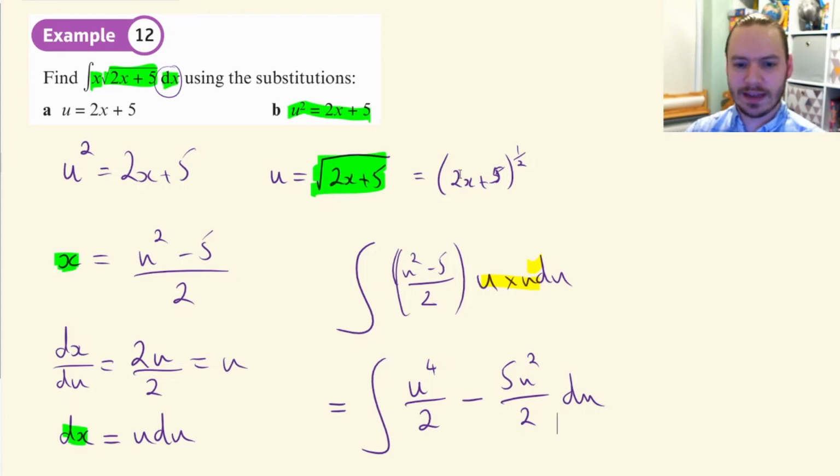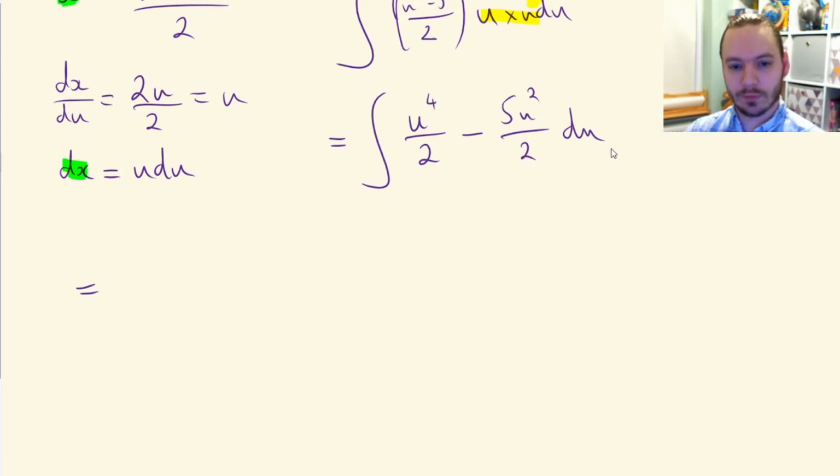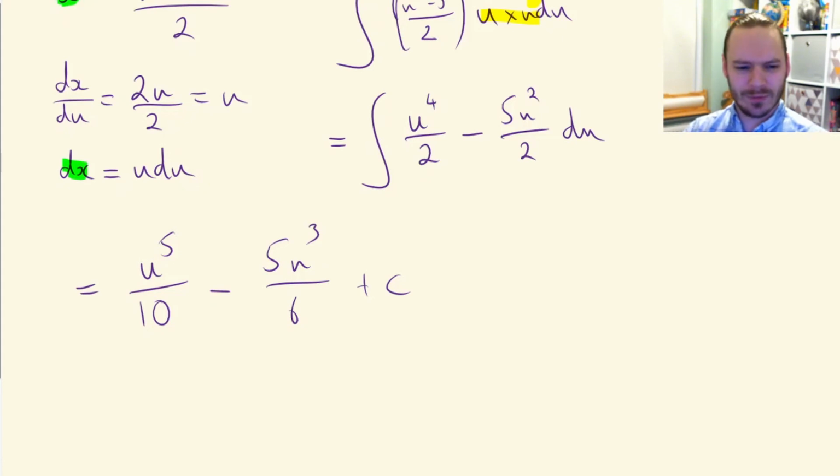And hopefully we can see now that this is just integrating polynomials. It's really straightforward. So what we end up with is u to the 5 over 2, not over 2, got to divide it by 5 as well, over 10, minus 5u cubed over 6, plus some constant. We've got this 10 and 6 in the denominator. It always looks pretty familiar, but we need to remember that u is 2x plus 5 to the half. So when I'm replacing the u, I replace it with 2x plus 5 to the half.